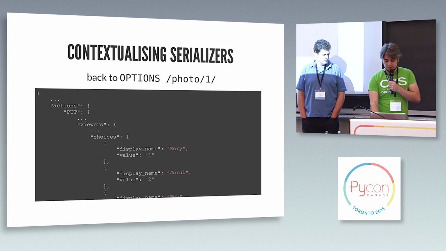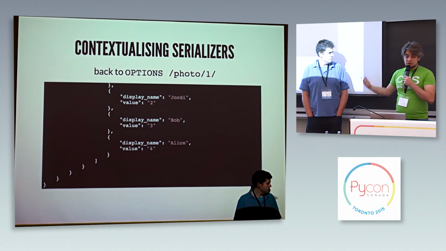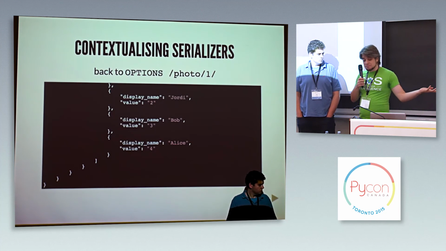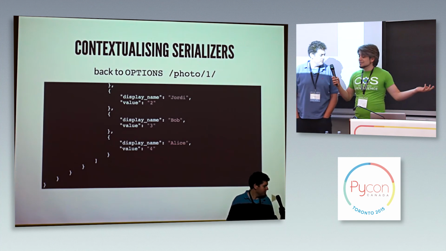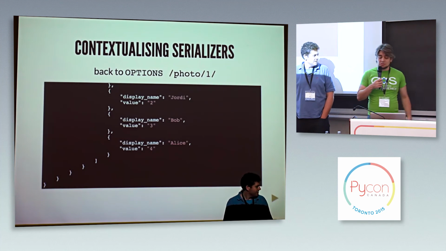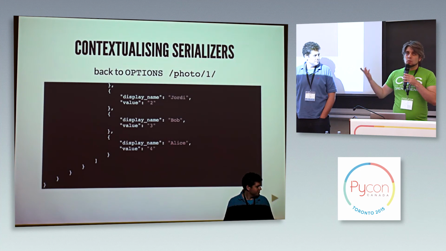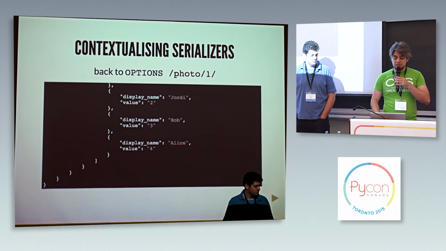So the problem here, for example, is, we have Jordi and Rory here who can look at this photo, which is fine. But by default, it's also going to show Alice and Bob. And they're nice people, maybe they could be our friends, maybe they don't want to see our photos. But they shouldn't be there. So like I said, you can work through it, but you end up realizing that with the Django REST framework you're working against it a little in order to get some of these things accomplished.